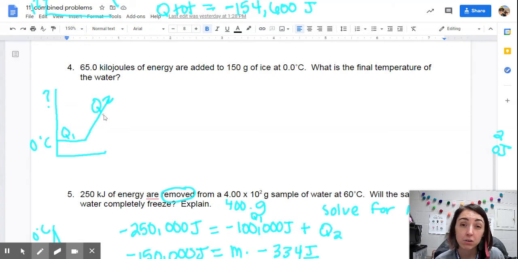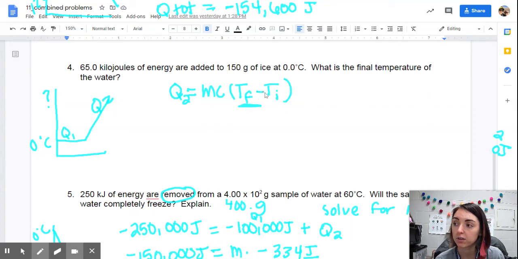I will be back with you when you've got it set up, as your Q2 is going to be an MC delta T. I want you to fill in everything in Q2 except for T final. That's what we're looking for. When we come back, you should have everything filled in this equation except for T final, because that's what we're solving for. Again, you're going to work it the same way you worked number 2 and number 5. It's just now we know the mass. We don't know T final. So pause, go work it out. We'll be back in a second.